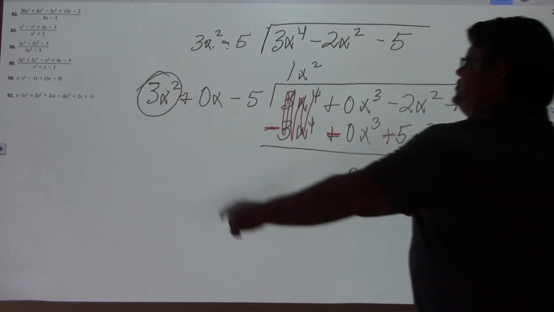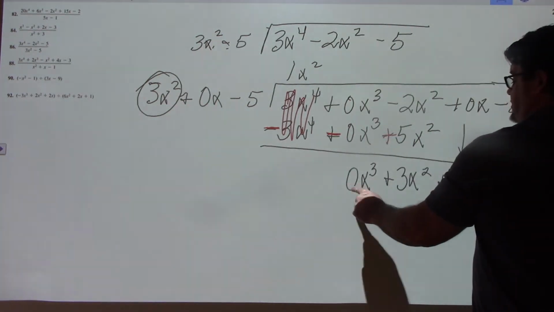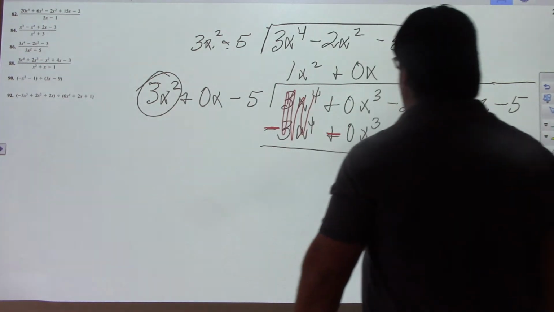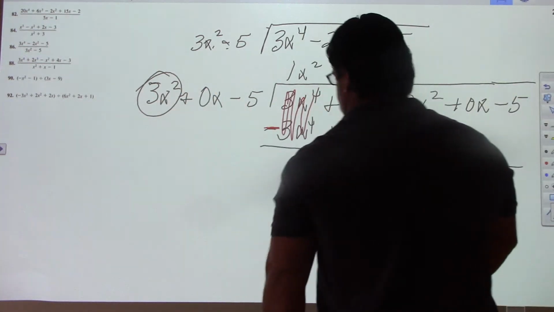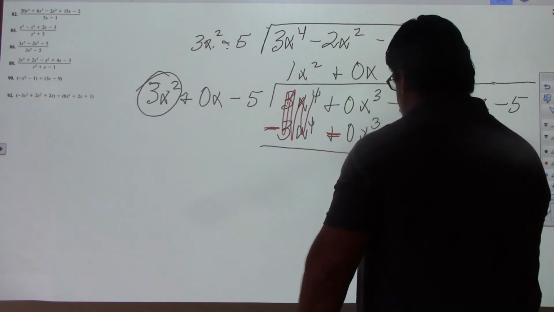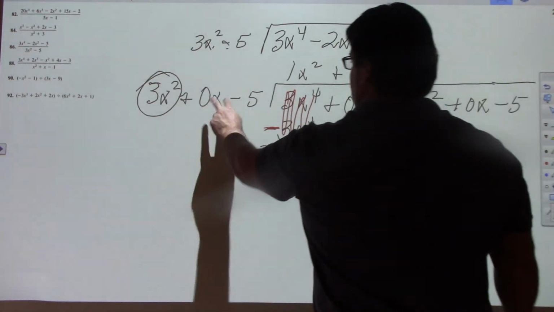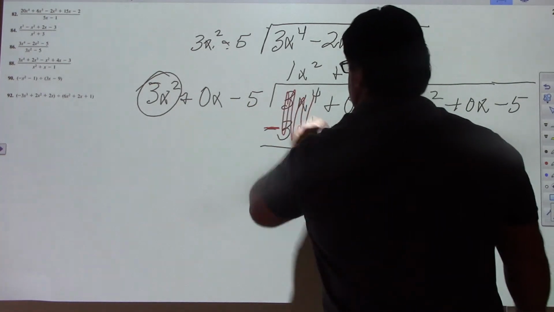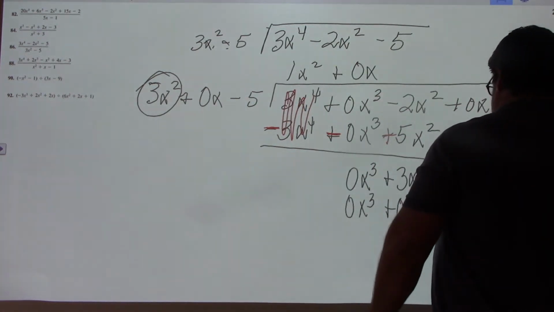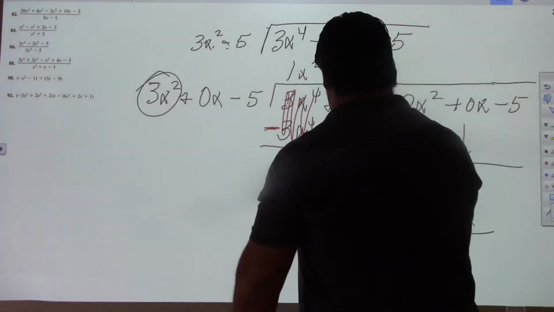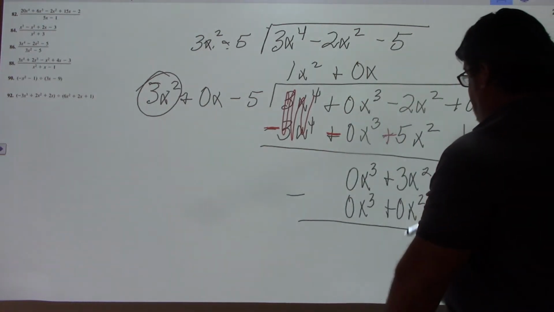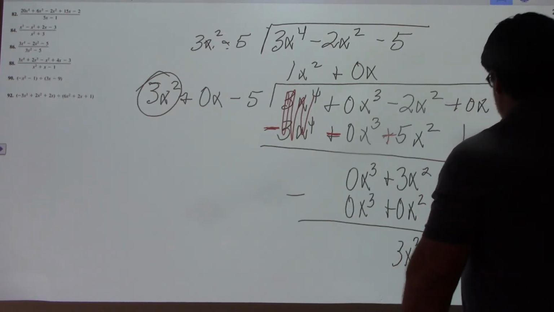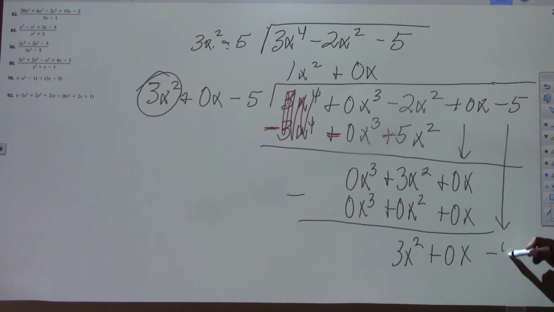Now, how many times will 0x squared go into 0x cubed? 0 x times. 0x times 3x squared is 0x cubed. 0x times 0x is 0x squared. 0x times -5 is 0x. You always subtract. And that's going to be 3x squared plus 0x. And the -5 comes down to help out.